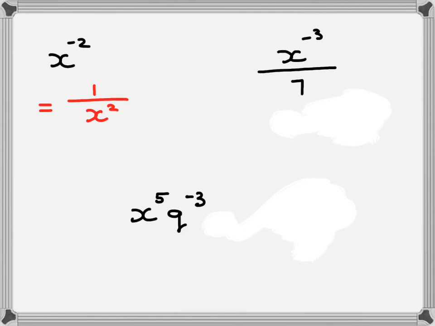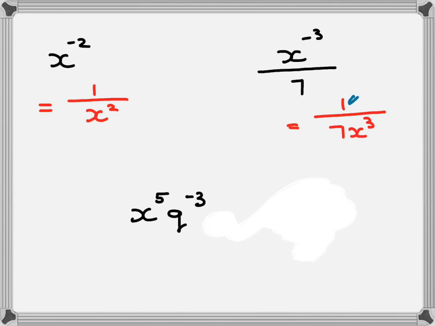Next one, let's look at that. We have the 7 over here, which is going to stay here. There's nothing that needs to change. It's got a silent power 1, which is positive. So don't change the 7. We're only changing the x to the minus 3. So what's going to stand in its place when it goes into the denominator? It'll be a 1, remember? So it goes to the bottom, becomes x to the 3, positive 3.